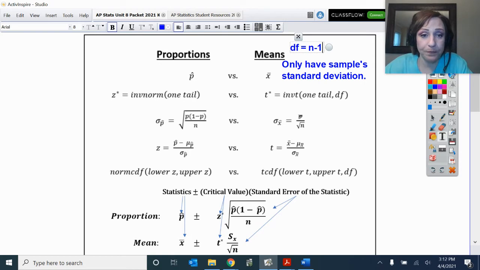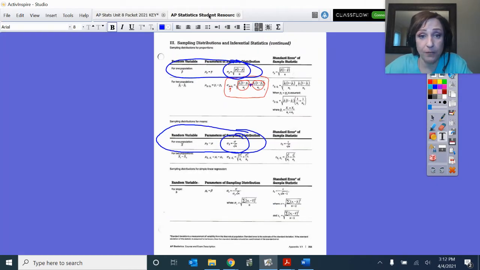Okay, now on the formula chart, we have got these different formulas. We've got this standard deviation here for proportion problems. You find the standard deviation with the proportion. But for mean problems, they'll give you the standard deviation, okay? So let's take a look at this on our formula chart here. Here is the proportion section on the top half, and here's the mean section on the bottom half.